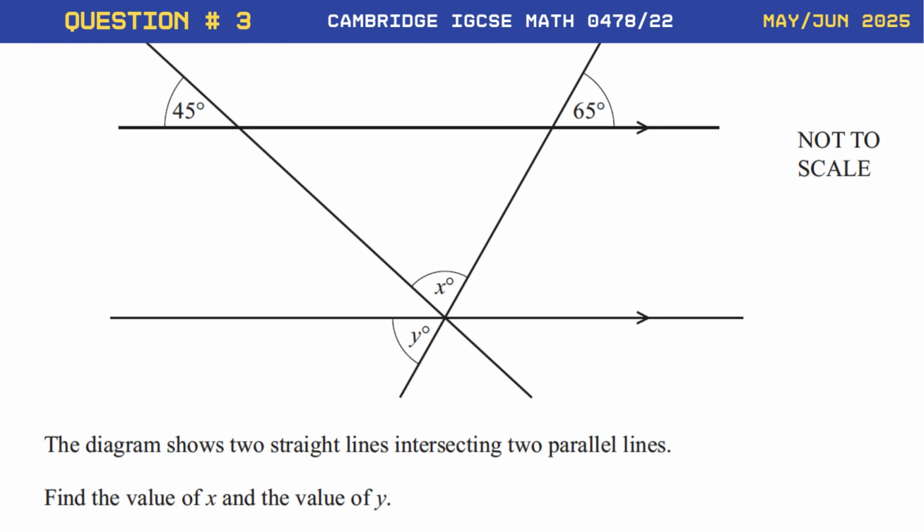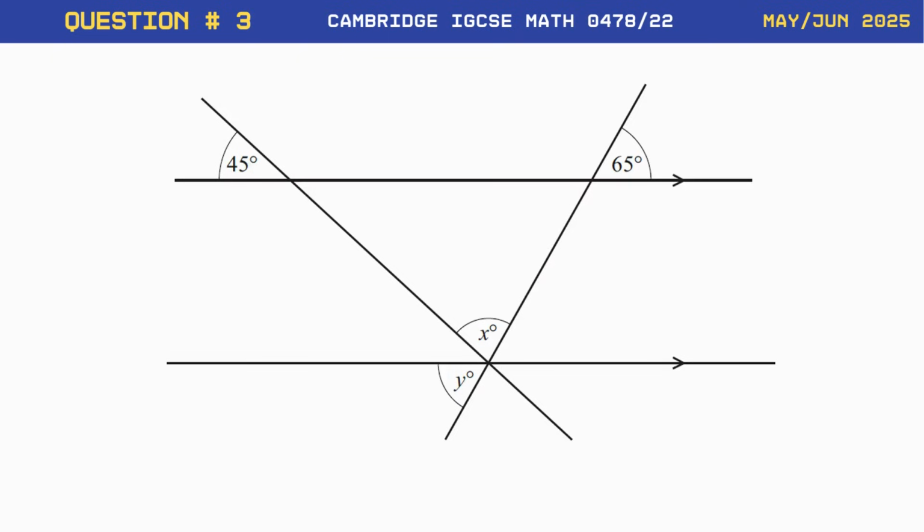So let's get started. In this question we are given two angles. One is 45 degrees and the other is 65 degrees. We need to find the angle x and angle y. Let's focus on the two horizontal parallel lines and the one straight line intersecting them. The angles in this case have special relationships.